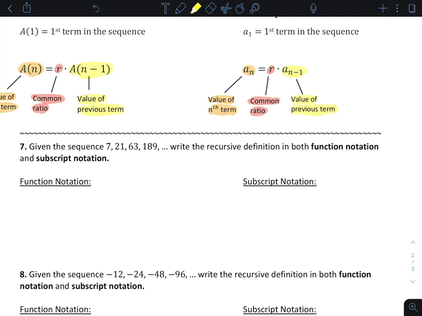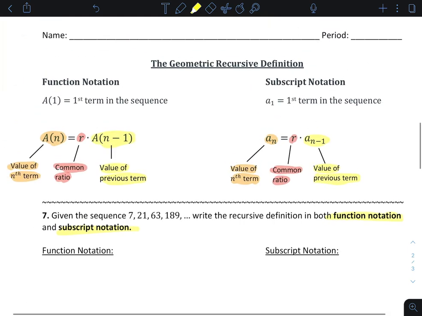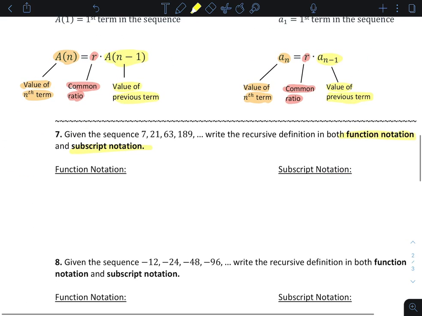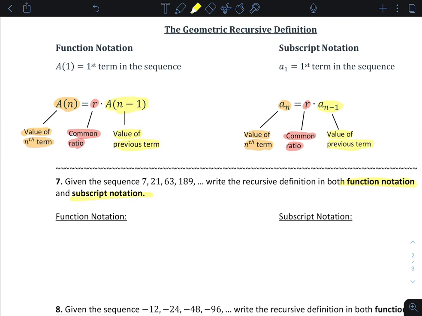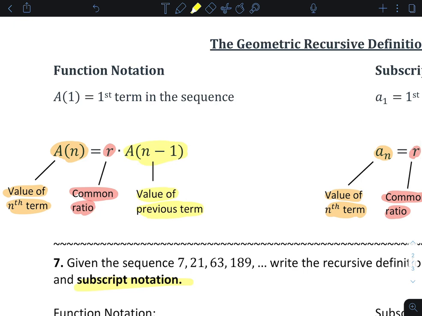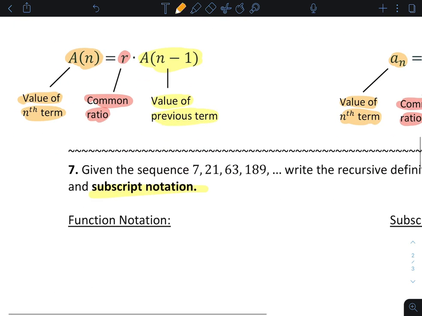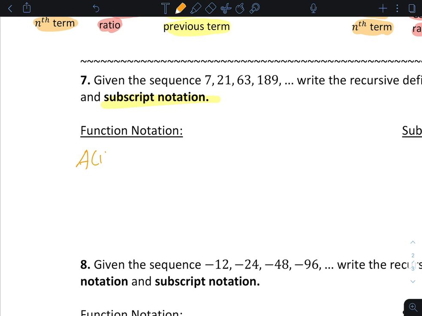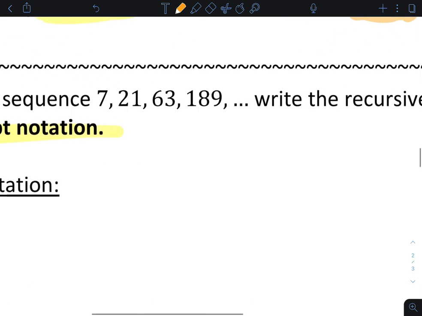So we have this sequence 7, 21, 63, and 189. With this here, we need to write the recursive definition in both function notation and subscript notation. So both of these notations. Well, first here, let's do function notation. We need to find our A1. A1 is the first term in the sequence. So in this sequence, 7, 21, 63, and 189, our first term is 7.